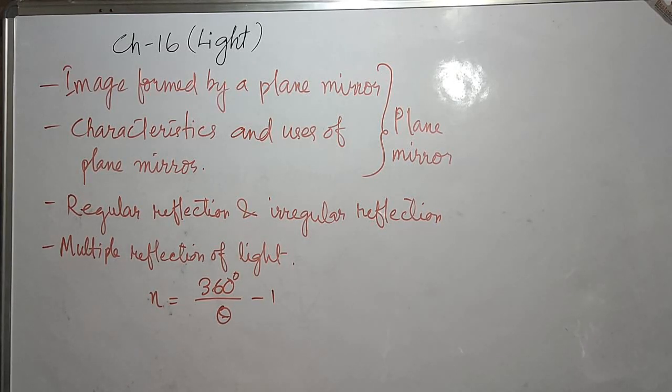In this second part of the video of chapter 16, that is Light, we shall be discussing the following topics. The first one is the plane mirror. A plane mirror is a sheet of glass where one side of the surface of glass is coated with a reflecting material like silver or tin, and the reflection of light in a plane mirror takes place at the reflecting layer.